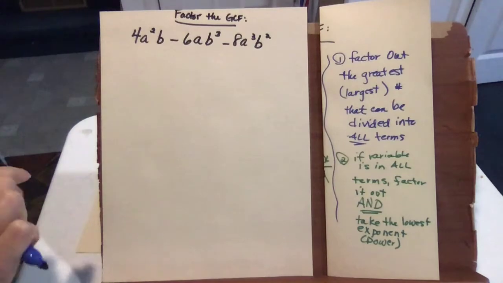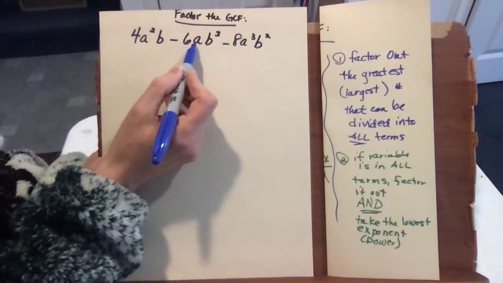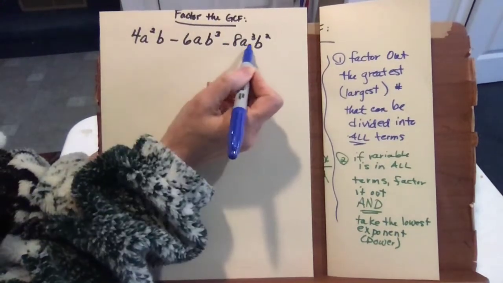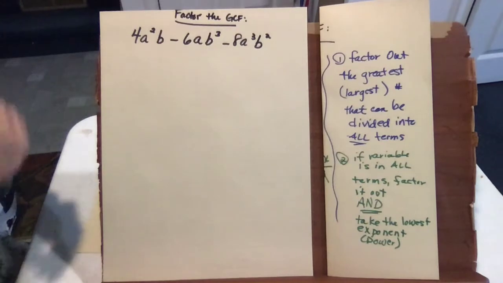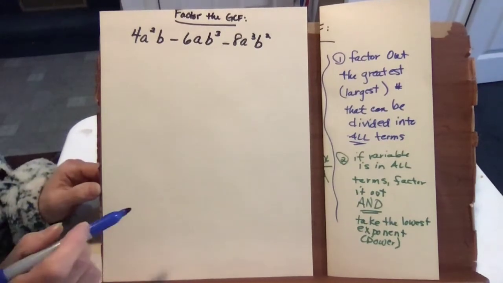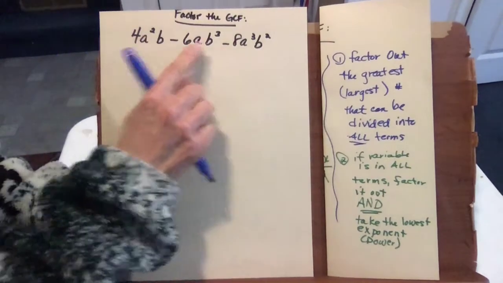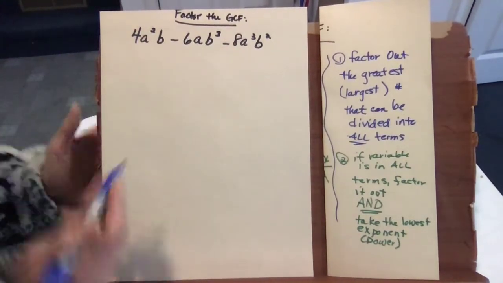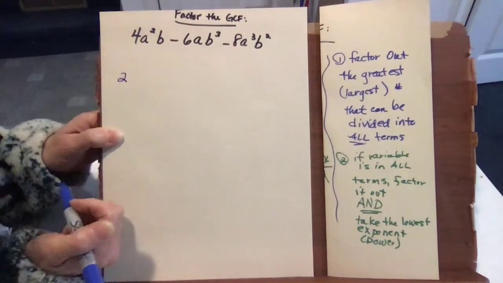Okay, so let's now look at this next problem, okay? 4x squared b minus 6ab cubed minus 8a cubed b squared. We're going to follow the exact same rules. All right, we're going to factor out the greatest or largest number that can be divided into all terms. So 4, 6, and 8. Common factor is 2. That's the highest number we can divide cleanly into 4, 6, and 8.